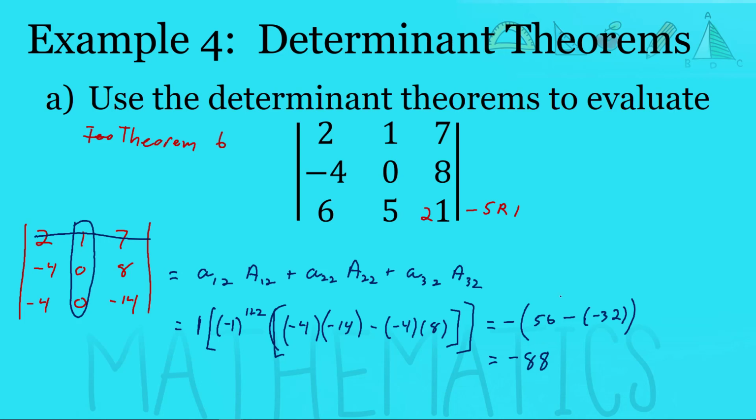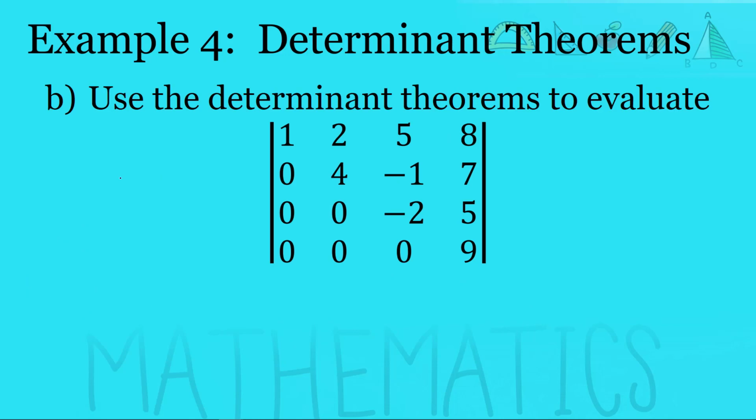Okay, so basically what do we do here? We use theorem 6 to make the computation of the determinant just a little bit easier. Okay, what about this one? Well, this one has theorem 7 all written all over it. So here we want to use theorem 7. It is of upper triangular form.